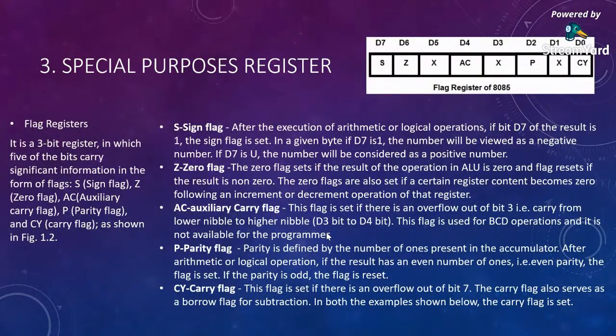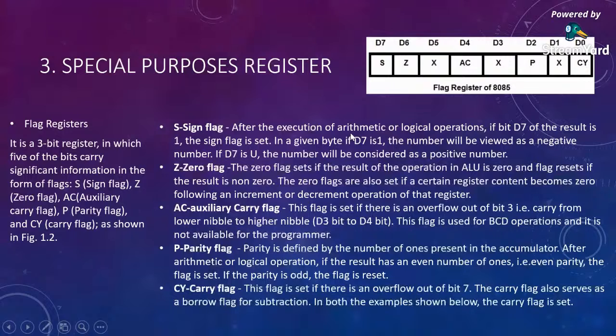Then we are talking about the flag registers. We have a number of flags: S stands for the sign flag, Z is the zero flag, AC is the auxiliary carry flag, one bit here is not used anymore, P is parity, and CY is the carry flag. These are shown in figure number 1.2.